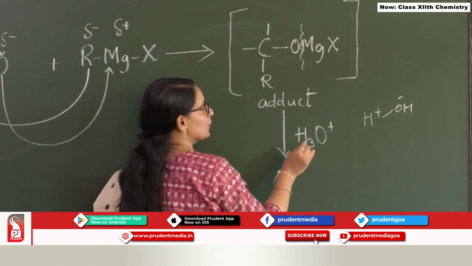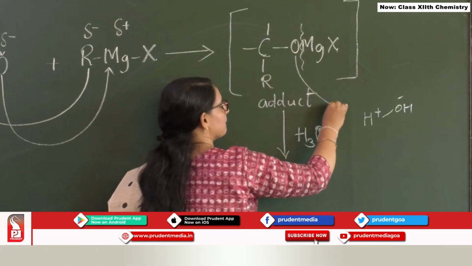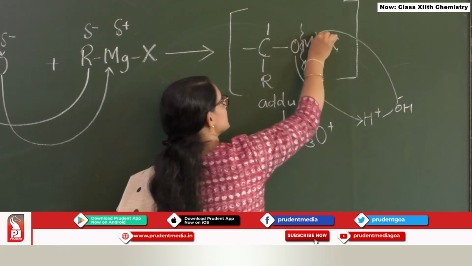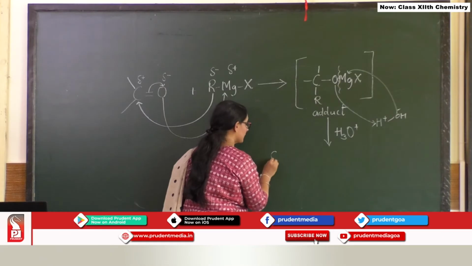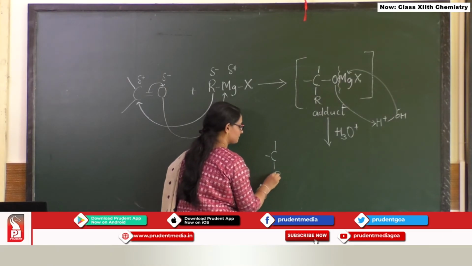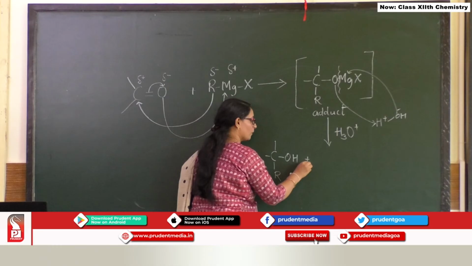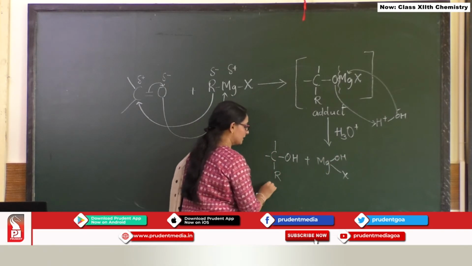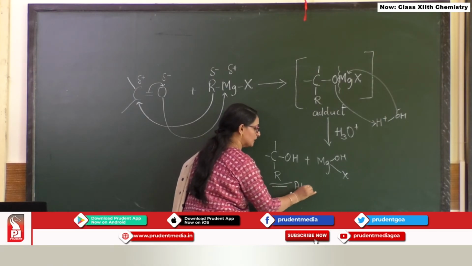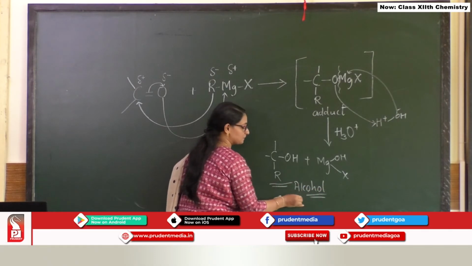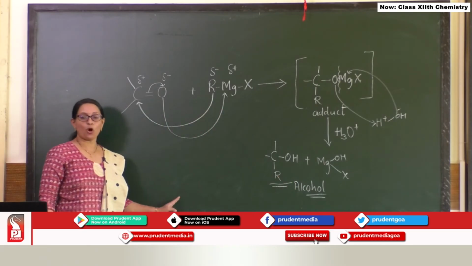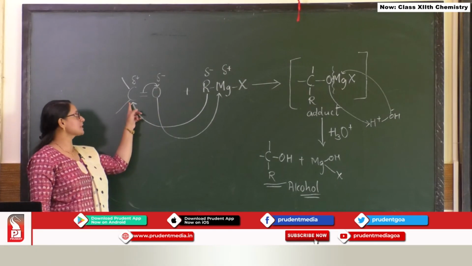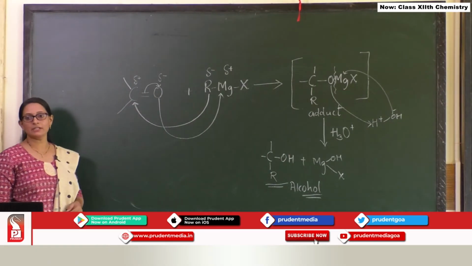And how is the addition going to take place? Oxygen picks up this H plus ion and OH minus ion attacks this magnesium. So now what you are going to get here is alcohol. So this is the mechanism of addition of alkyl magnesium halide across the carbonyl group in order to give us different types of alcohols.